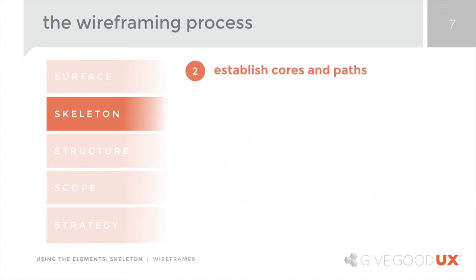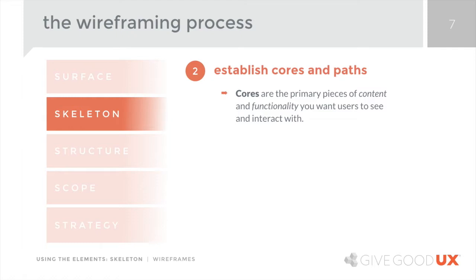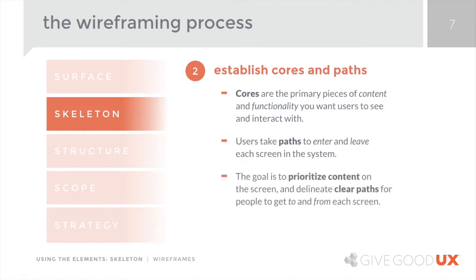The second thing that we do is we establish what are called cores and paths, and I'll explain. Cores are the primary pieces of content and functionality that you want people to see and you want them to interact with. Those are the most important elements, not only on each screen, but in the app as a whole. Paths, on the other hand, are what users take to enter and leave each screen. Okay, pretty straightforward. Your goal here is to prioritize content on the screen, number one, and then delineate clear paths for people to get to and from those screens.